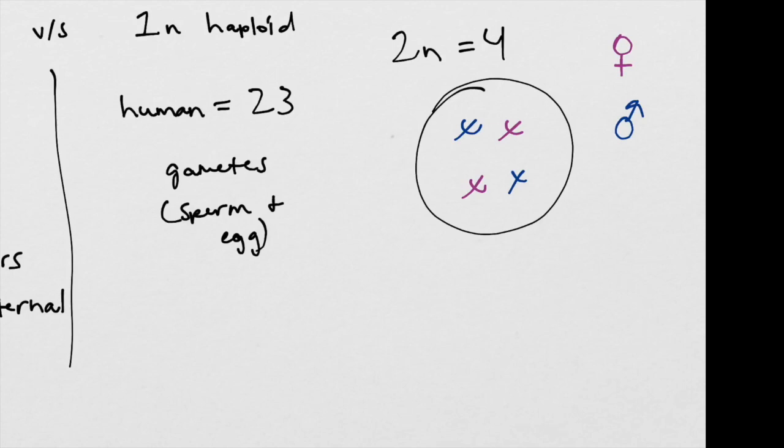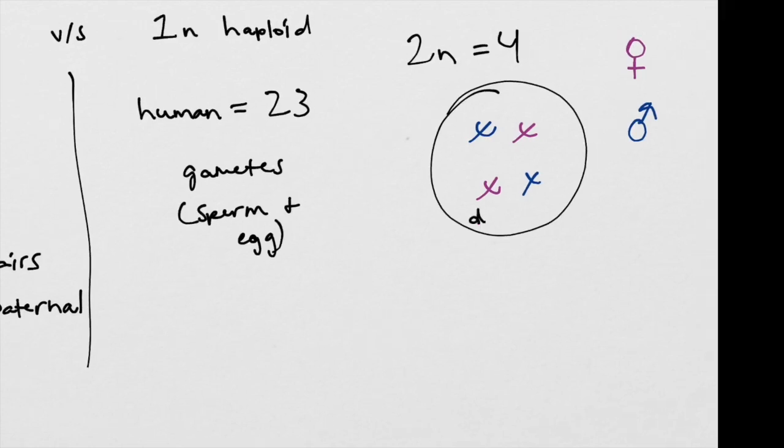Now, is this a 2N diploid cell or 1N haploid? Does it include homologous pairs? Yes. Does it include both maternal and paternal copies for each chromosome? Yes. So this is diploid. Now, I'm not going to show crossing over. We're getting ready to look at that in a lot of detail. But I want to show you what happens next, just to make sure that we have this whole diploid haploid thing under control.